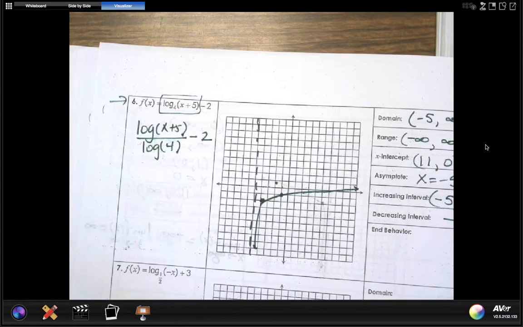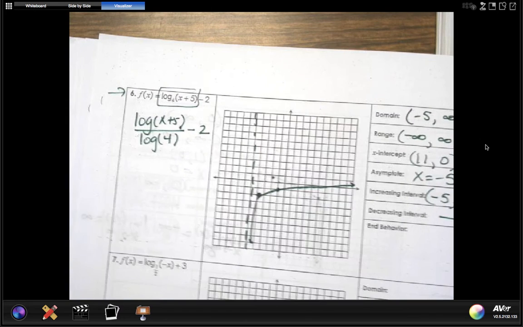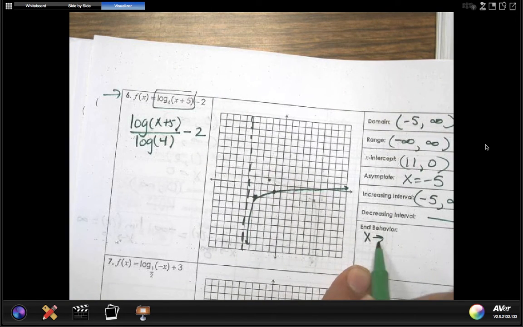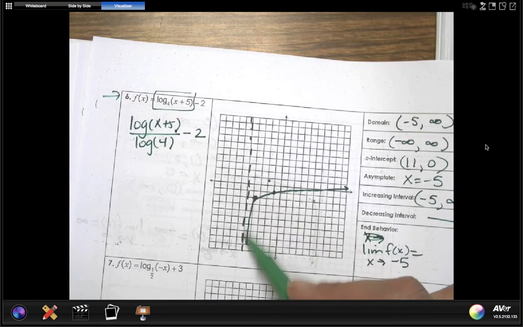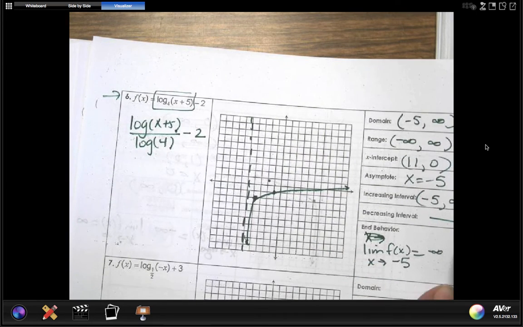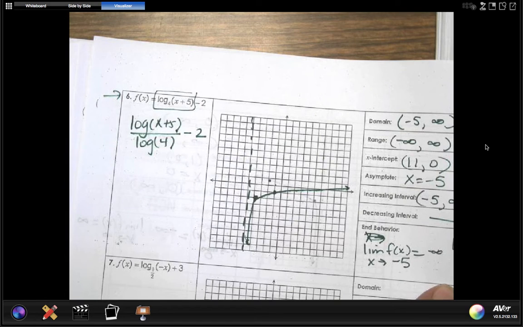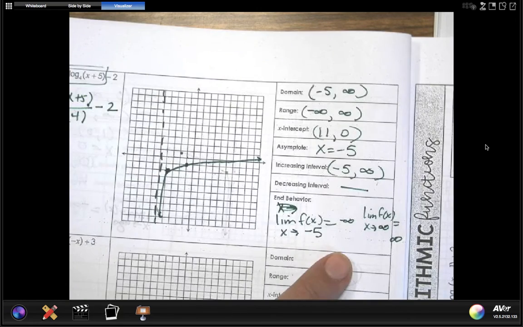It does not decrease. And then our end behavior: the limit of f of x as x approaches -5, it goes down to negative infinity. And then the limit of f of x as x approaches positive infinity, it's also positive infinity.